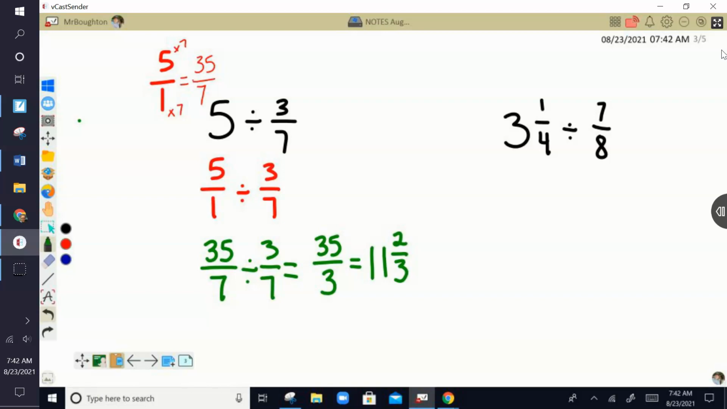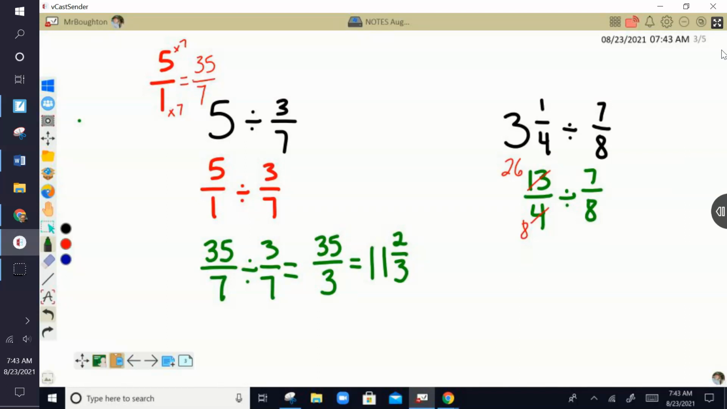We can also ask the question, how many groups of 3/7 is in 5? There's 11 whole groups and 2/3 of a group. Same thing with our mixed numbers. We can simply first change those mixed numbers into fraction form. That would be definitely the first step so that we have only fractions. Now let's make these common denominators. So I'm going to multiply by 2 to make an 8, and of course we have a 26 up there.